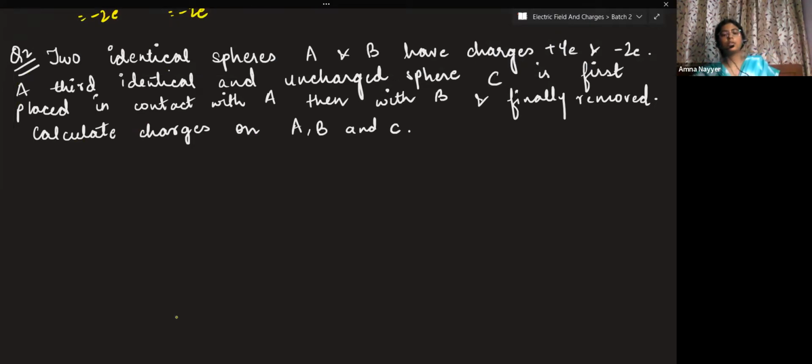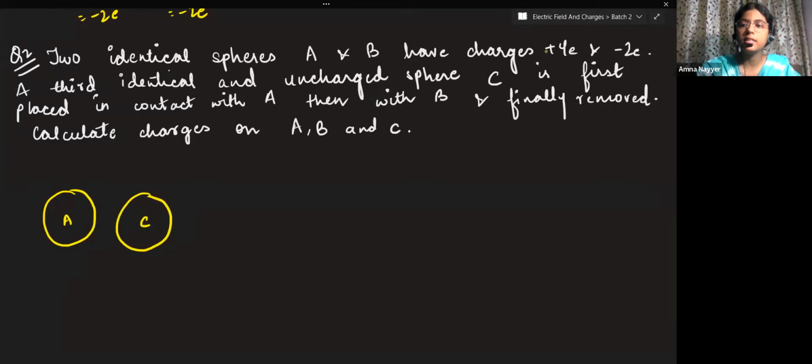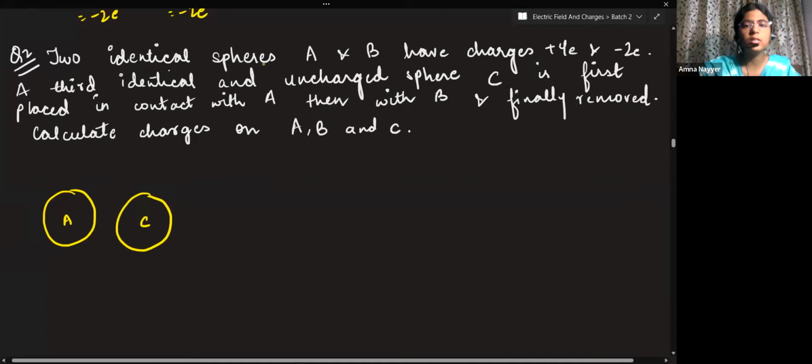Let's discuss it now. So Krishna's answer is correct. See, you have first sphere, let's say this is A, this is C. Now what does it say? It says that two identical spheres, all three are identical to each other. A has plus 4E and B will be having minus 2E. It says a third identical and uncharged sphere, means the charge on C is 0. Now, if A and C are made in contact with each other, conduction will occur.